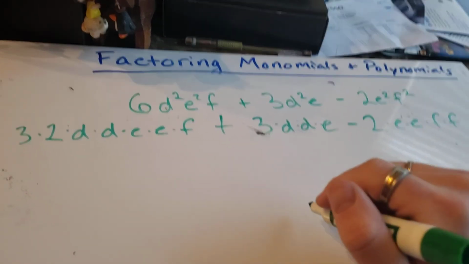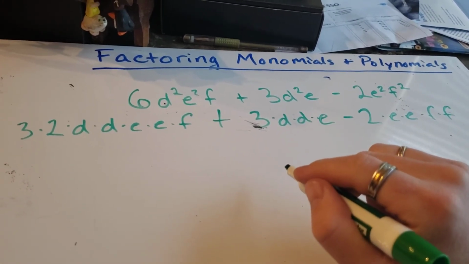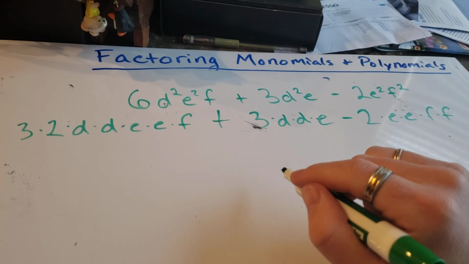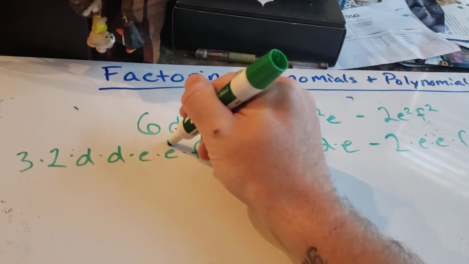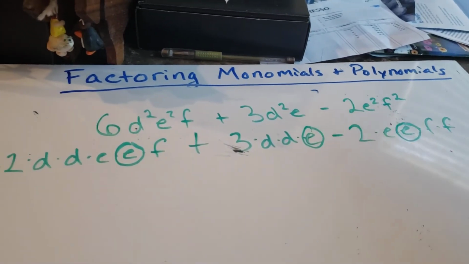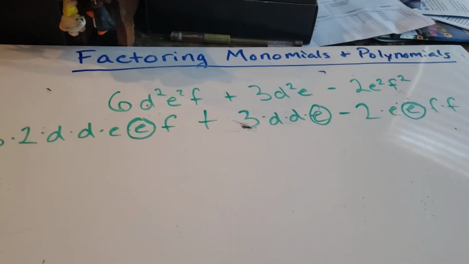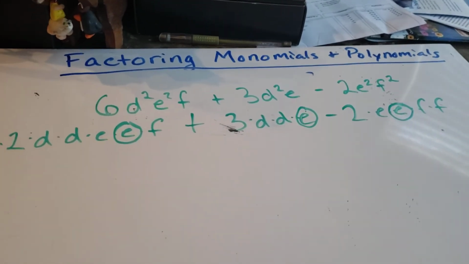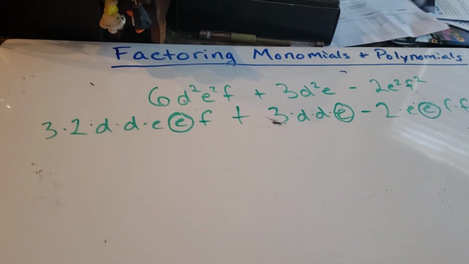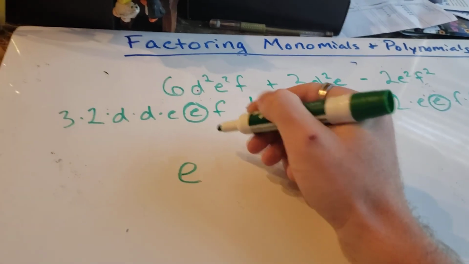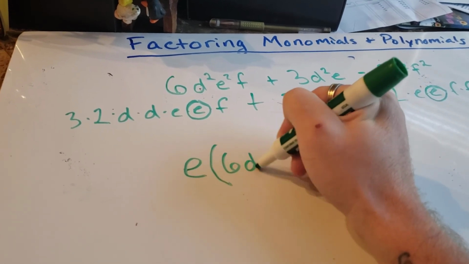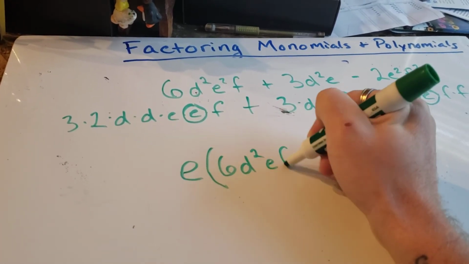What do they share? A little tricky, right? If we're looking here, it really looks like the only thing that they share is an E, right? There's an E here, an E here, and an E here. So if that's all they share, that's all we can pull out. So you pull out that, and then what's left over, right, is what goes inside the parentheses. So we're pulling out an E. What's left over from this first term is 3 times 2, which is 6, d times d, which is d squared, an E and an F.